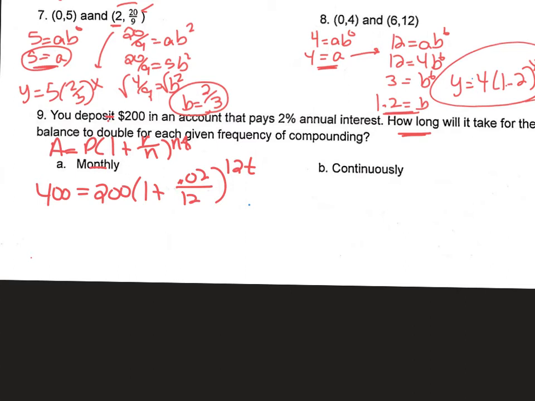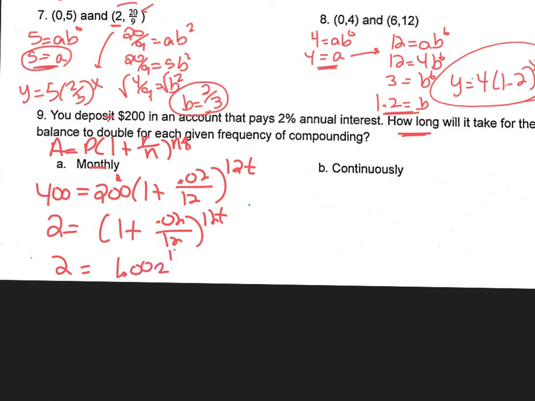Trying to get the exponent by itself here somehow. So first thing I'm going to do is take this 200. I'm going to divide both sides by 200. 400 divided by 200 is 2. And that leaves me this parentheses. Okay, and I got the 12t. Now, my advice here is work out what's in the parentheses. I'm punching in 1 plus, open the parentheses for the fraction, 0.02 divided by 12, close. And the inside of my parentheses is 1.002, right?